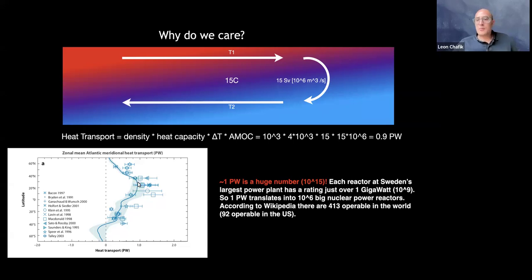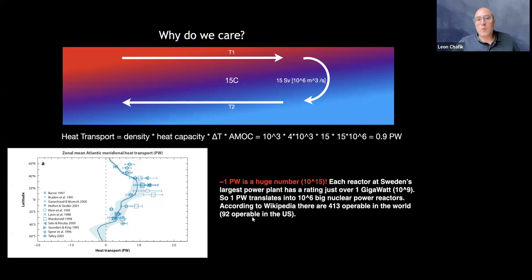So how much is actually this 0.9 petawatt? I've tried to make a very simple analogy here by doing some back of the envelope calculations. About 1 petawatt is really a huge number, and each reactor at Sweden's largest power plant has a rating of just over 1 gigawatt. So 1 petawatt translates to 1 million big nuclear power reactors. And according to Wikipedia, there are 413 in operation in the world, 92 in the US. So it's really a huge heat machine that moves this heat northward.